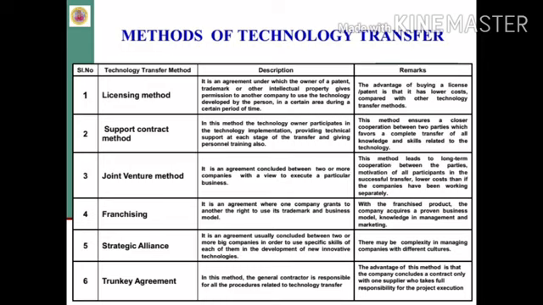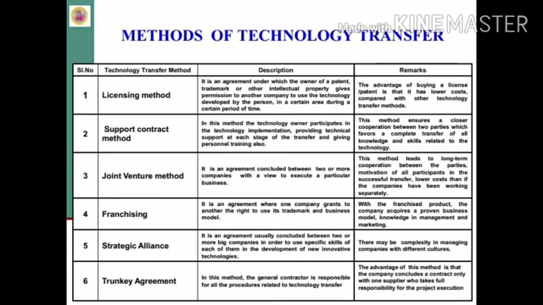Franchising is an agreement where one company grants to another the rights to use its trademark and business model. So with this franchised product, the company acquires a proven business model, knowledge and management, and marketing. Strategic alliance is another method of technology transfer. It is also an agreement usually concluded between two or more big companies in order to use specific skills of each of them in the development of new innovative technologies.